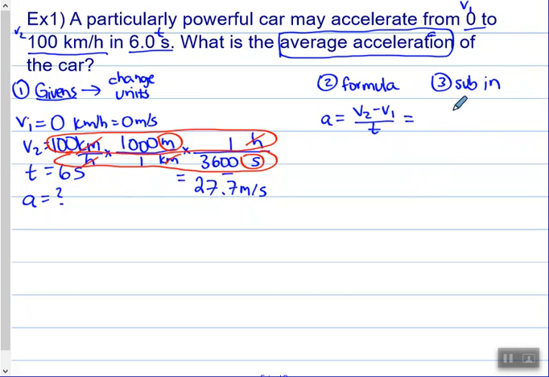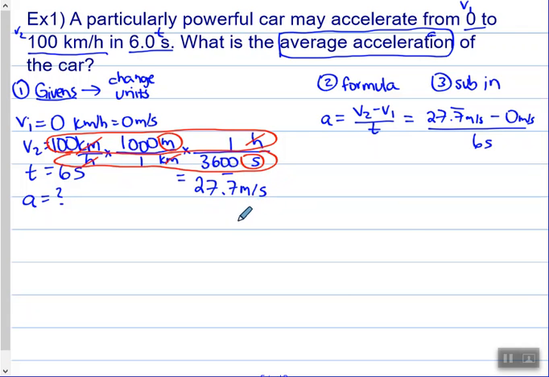So V2 is that 27.7 repeating meters per second minus 0 meters per second divided by 6 seconds. Now here's the thing, don't just put 27.7 into your calculator, because you're going to get something that is not as accurate. So this 27.7 repeating meters per second needs to be kept like that in your calculator. So keep all those sevens.